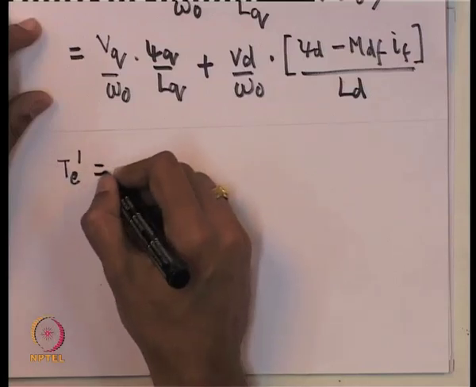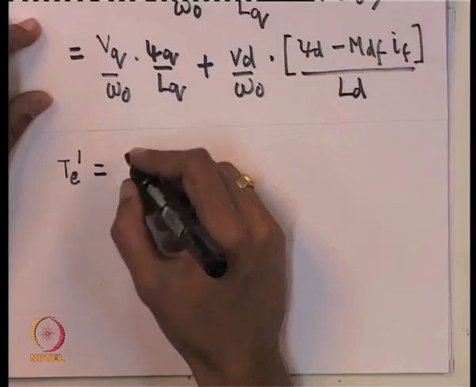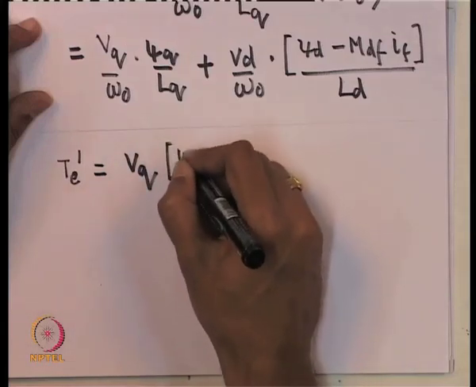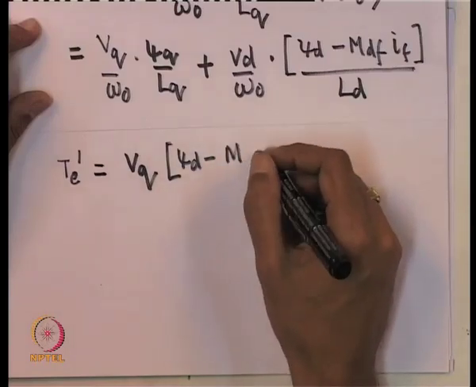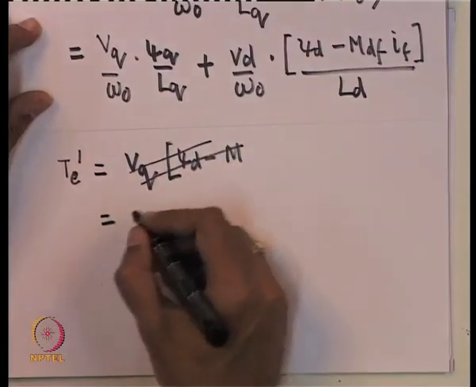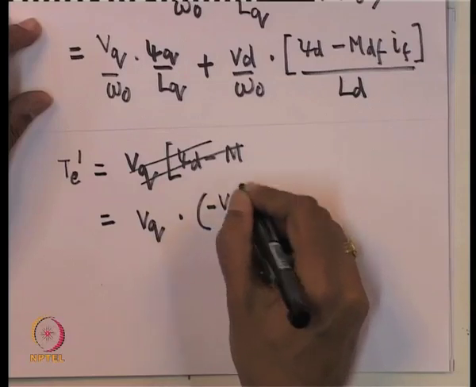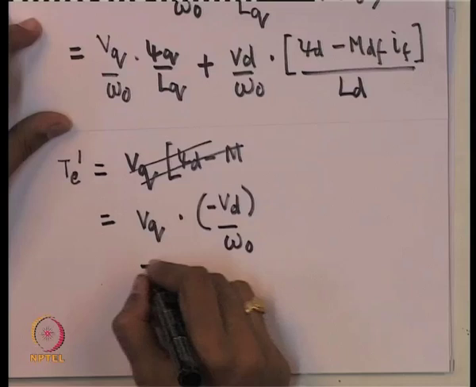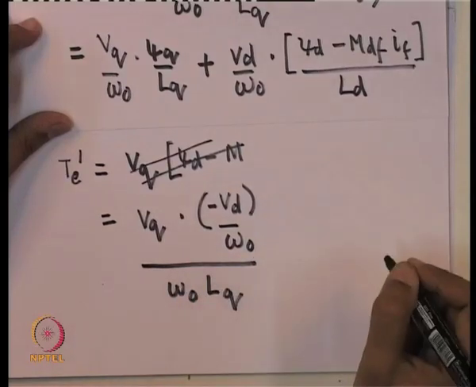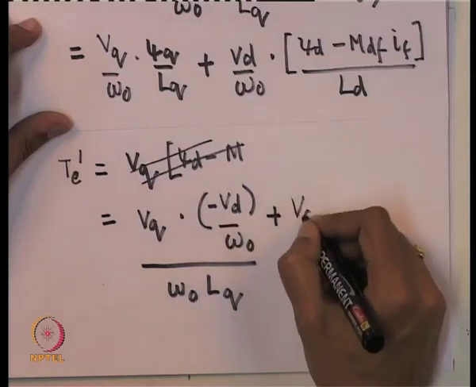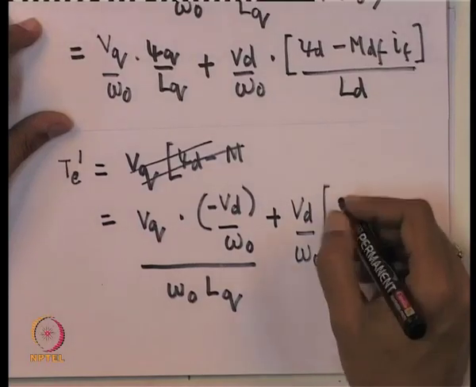If we just continue with these manipulations, we will get T e dash equal to, substituting for psi q again here, V q into psi q, where psi q is nothing but minus V d by omega naught L q, plus V d by omega naught into psi d.